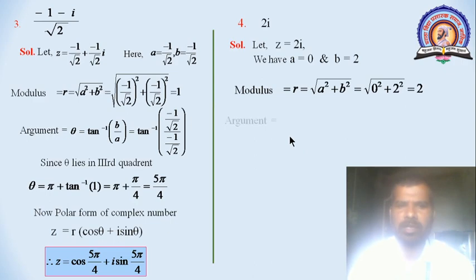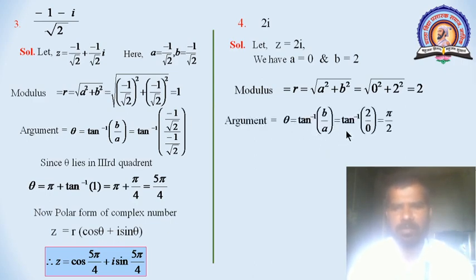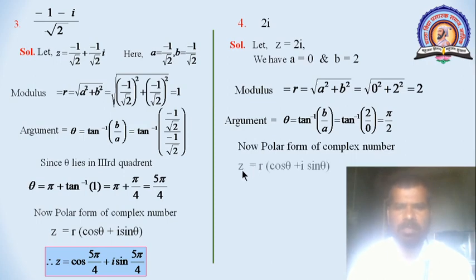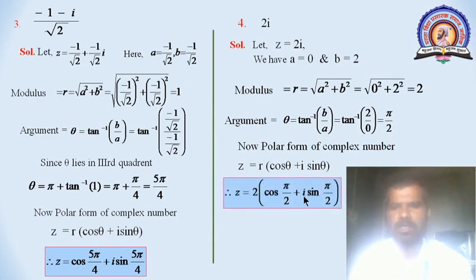The argument theta is equal to tan inverse of b by a, which is equal to tan inverse of 2 by 0, which is not defined. Tan inverse of not defined is pi by 2. Now the polar form of complex number z is equal to r (cos theta plus i sin theta), where r is equal to 2 and theta is equal to pi by 2. Put these in, you will get z is equal to 2 (cos pi by 2 plus i sin pi by 2), which is the required polar form of the complex number.